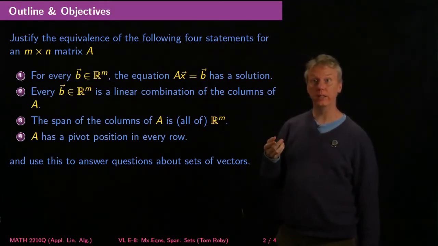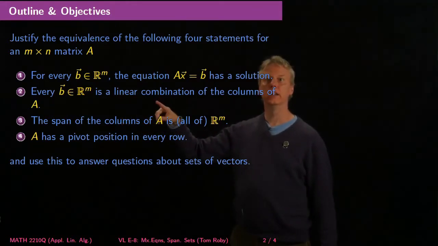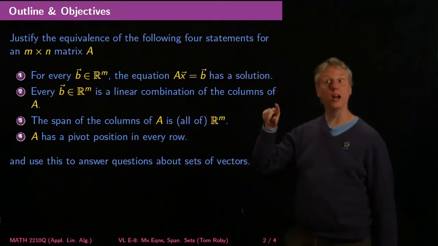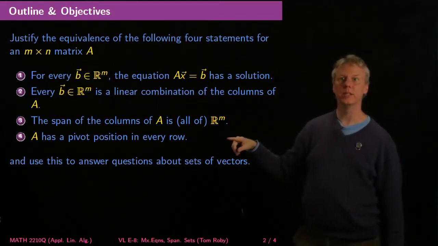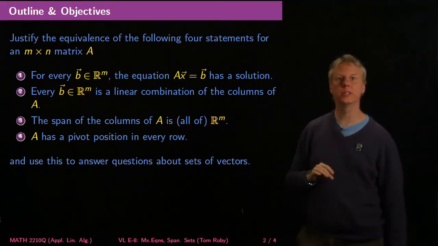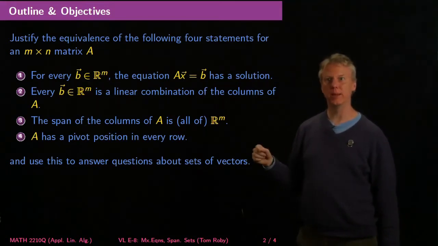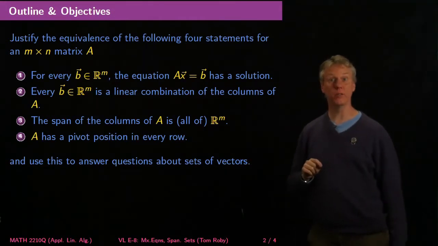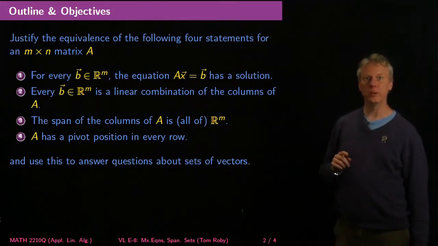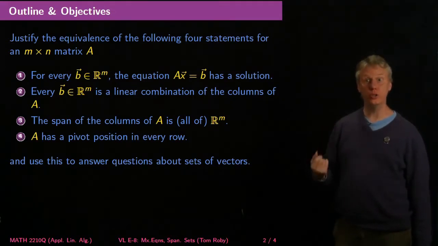That'll be equivalent to saying that every b in R^m can be written as a linear combination of the columns of A, which is the same as saying that the span of the columns of A is all of R^m, not just a subset of it. And at the computational level, we'll see that's the same thing as saying that A has a pivot position in every row.